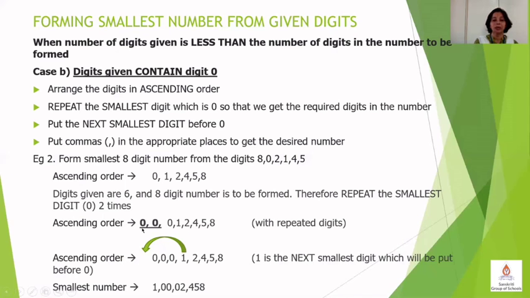But students, we cannot have a number beginning with 0. So what do we do? I take my next smallest digit, which is 1 in this case. I pick it up and I put it in front of 0. And that's how I get my smallest number as 1,02,458. Okay. So I hope you have understood both these cases.